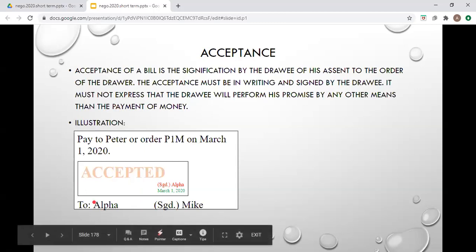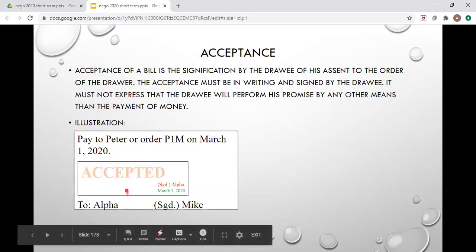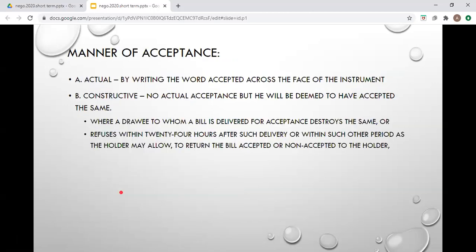Qualified acceptance, because he did not want to pay the entire amount but merely a partial portion of this 1 million pesos. Yung 100,000 lang ang willing siya na bayaran. And that's what we call now as the tenor of the acceptance. Okay? So, actual acceptance by writing the word accepted across the face of the instrument.